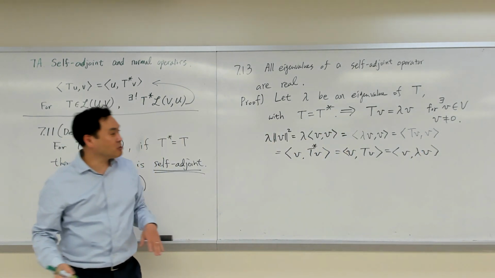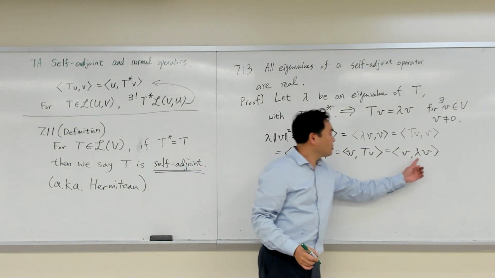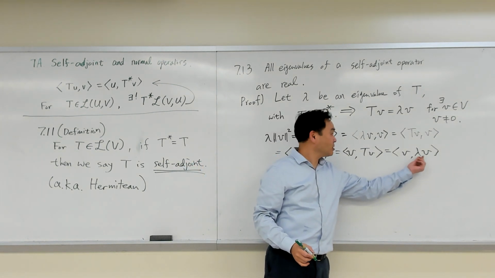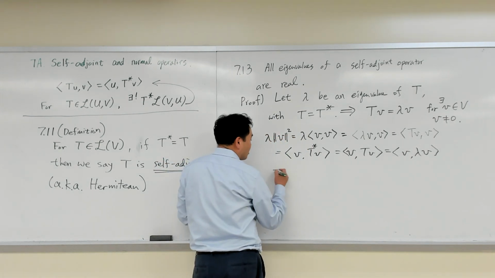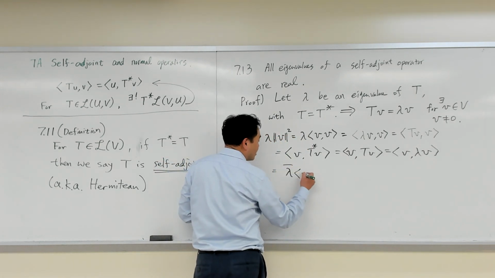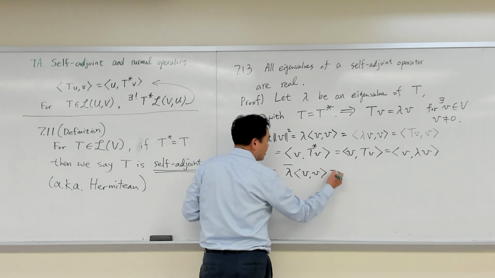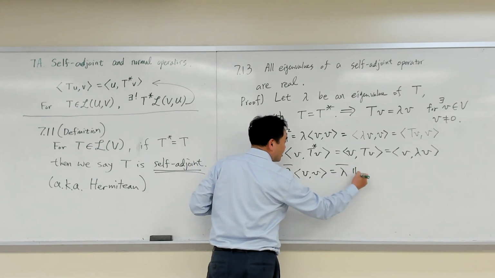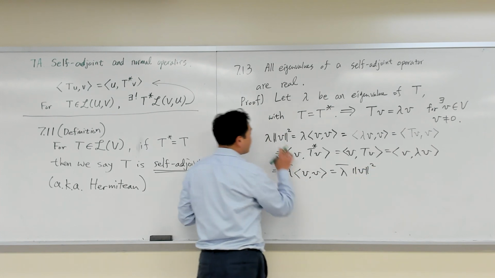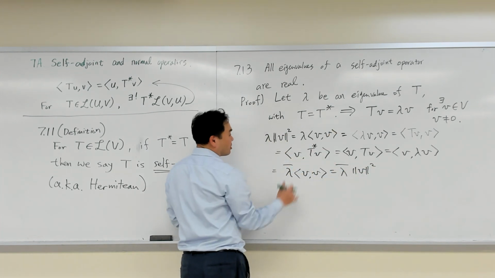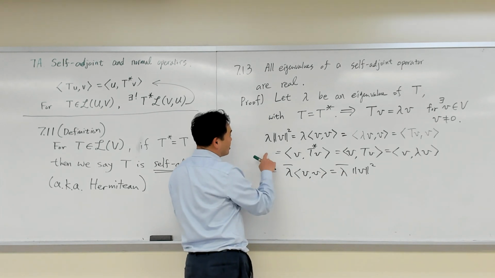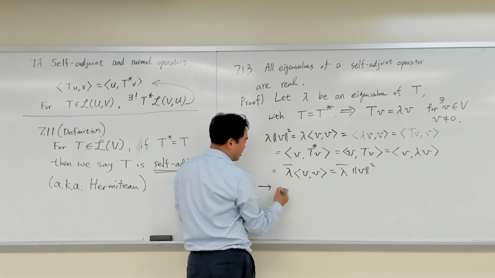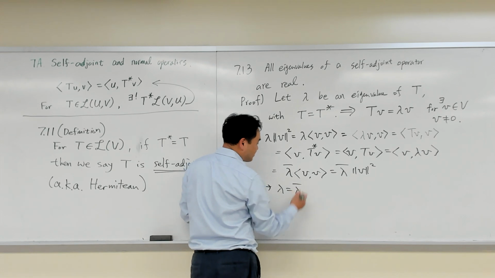But what did we learn about the second argument of an inner product? The numbers come out as conjugate. Yeah, complex conjugate. So you get lambda bar <v, v>, so you get lambda bar norm v squared. Now since v is non-zero, norm of v is non-zero, therefore you end up saying lambda is equal to lambda bar.